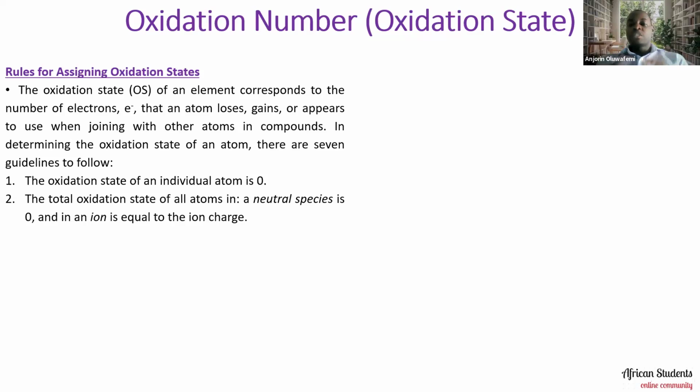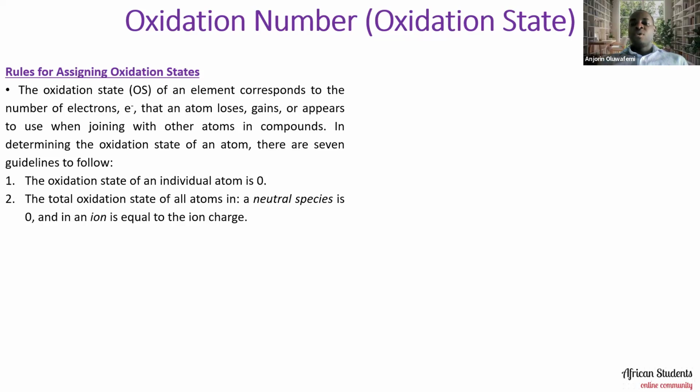I'll give a classical example to explain this. When you have H2O, that is water, the total oxidation state of all the atoms, that is hydrogen plus oxygen, must be equal to 0 because it is a neutral species. So it is equal to 0.